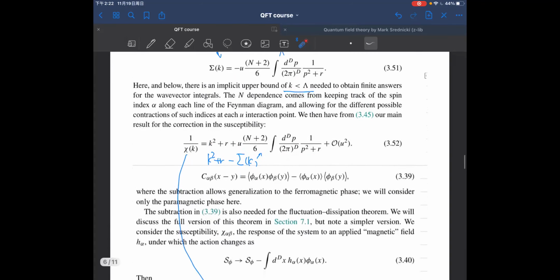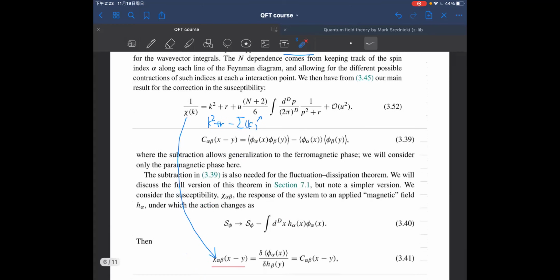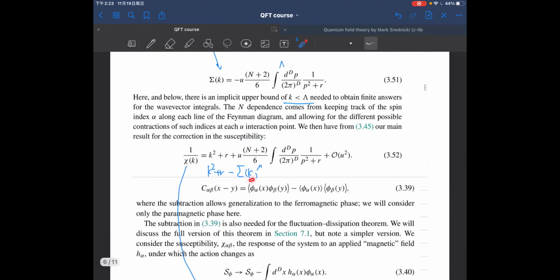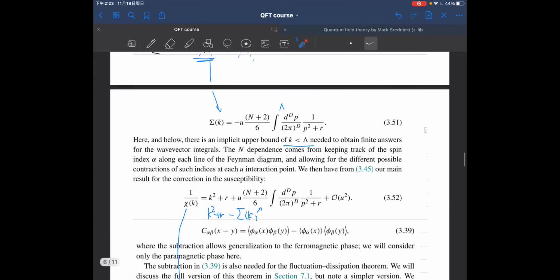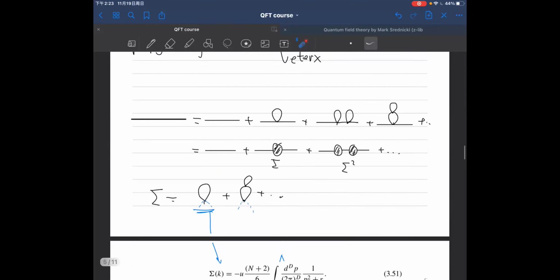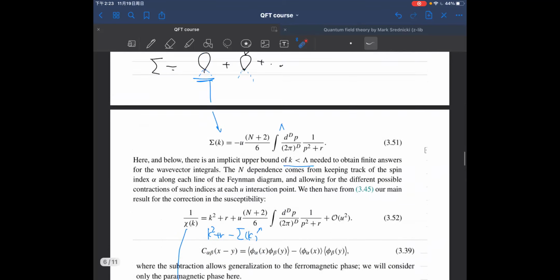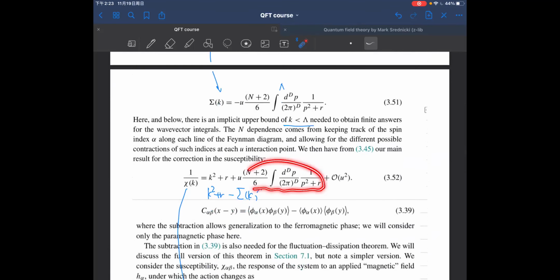That's great. Then you notice that the self-energy doesn't depend on the input and output momentum. This is because the input is k and the output is k, so in the loop there is no dependence on k. It is not a function of k.